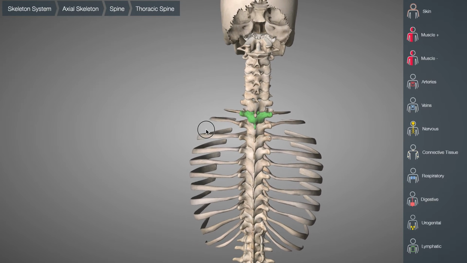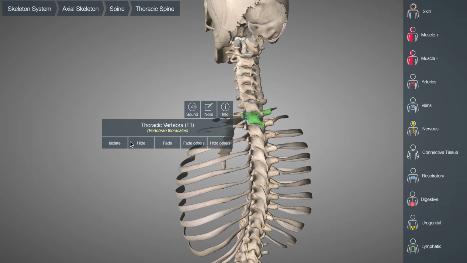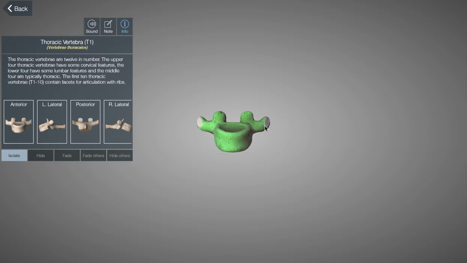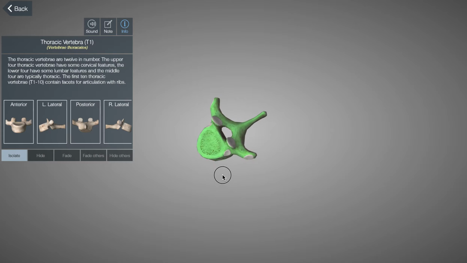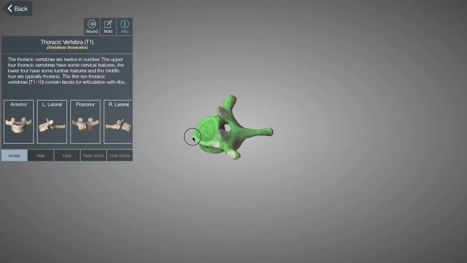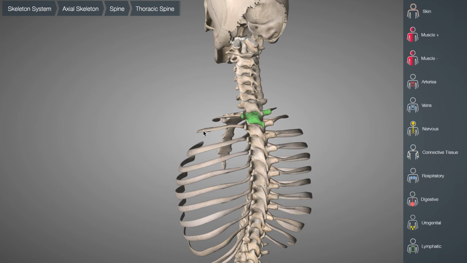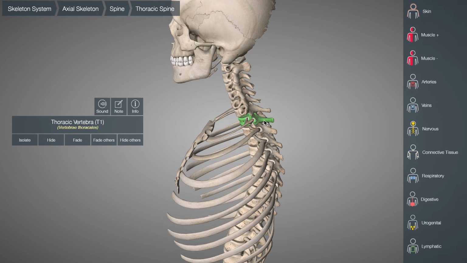Let's go ahead and go through unique morphological features of thoracic vertebrae. I'll isolate this one right over here. Compared to the cervical vertebrae, you can see that this one has a larger body, but the main thing you want to take away is that this has costal facets. Facets are just flattened portions, and the reason they have that, if I unisolate it again, is where the ribs meet the vertebrae.